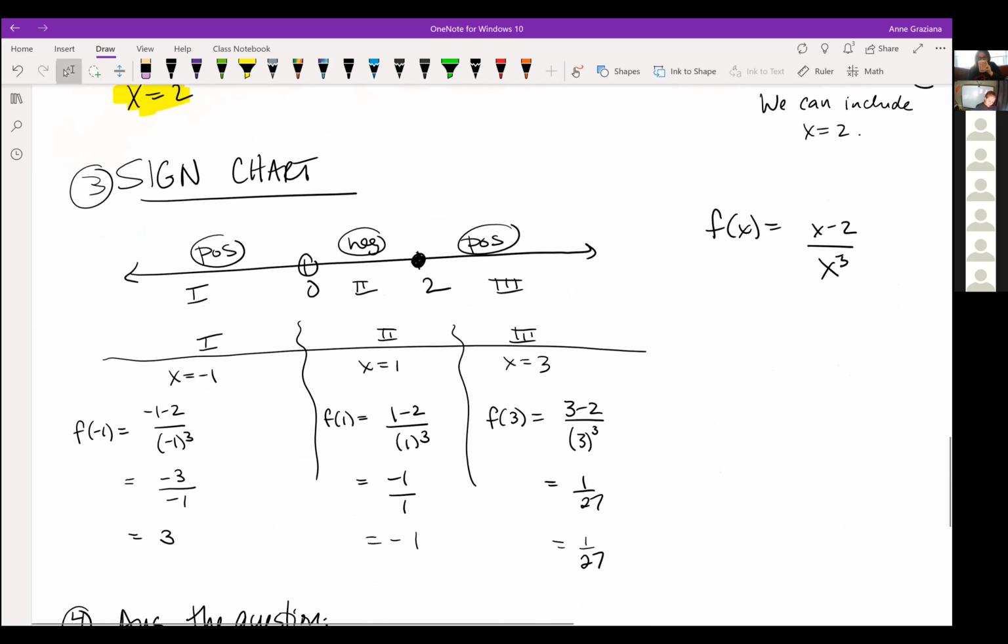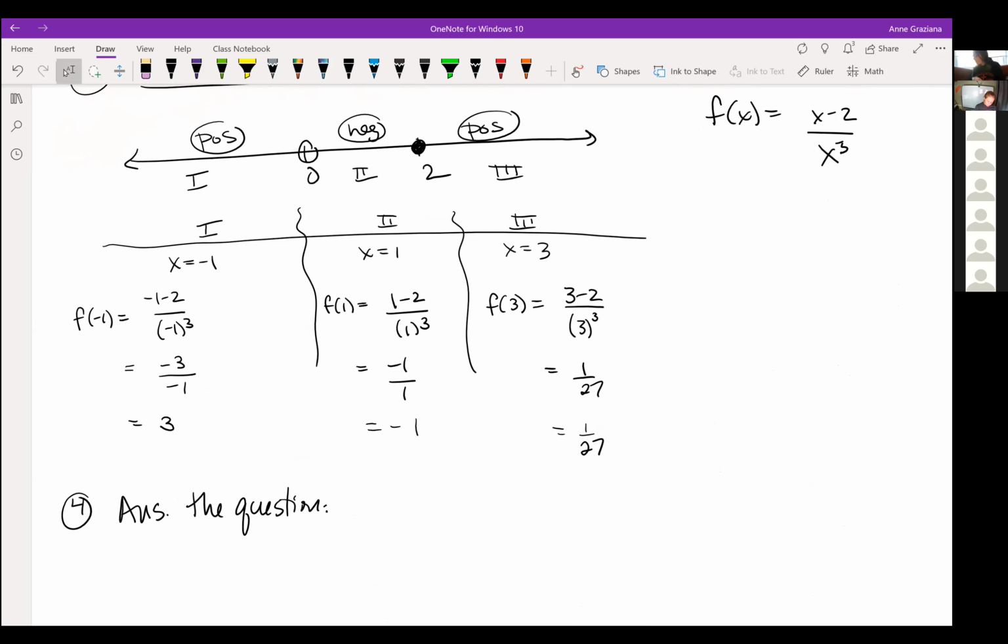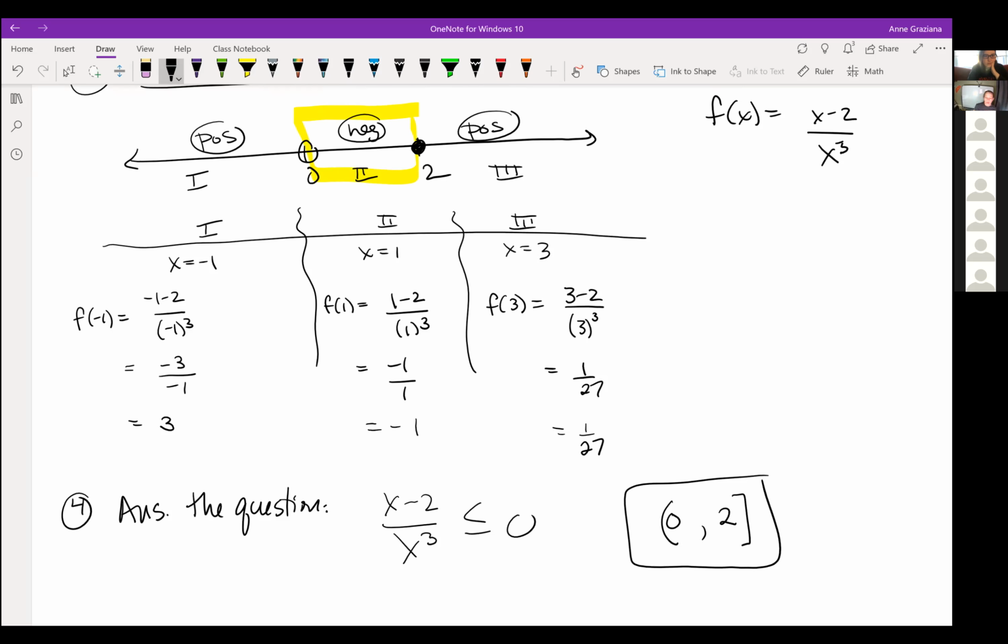So I want to know when it's negative. When is it less than 0? That's what we were asked. That's what we got above. So that's going to be this middle part, right? All right, sweet. So it's going to be 0 not included because that's a bad number. And then 2 is a 0 that's included. Any questions?